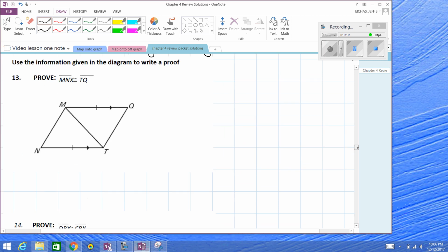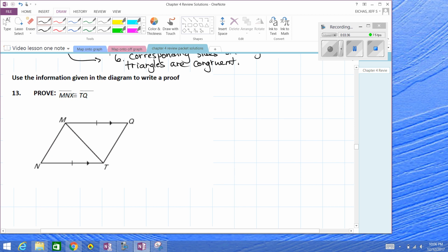Okay, next one. Okay, so we're going to prove that Mn, interesting. I think this X was in the way, was not meant to be there. So it looks like we're going to prove Mn is congruent to Qt. Okay, let's see. It appears that they're giving us, okay, so the givens, based on the marks, must be that MQ is congruent to TN. I'm just kind of estimating that because it doesn't look like there's any givens. So it's marked, so we can assume that. We can also assume, because of the arrows, that MQ is also parallel to TN.